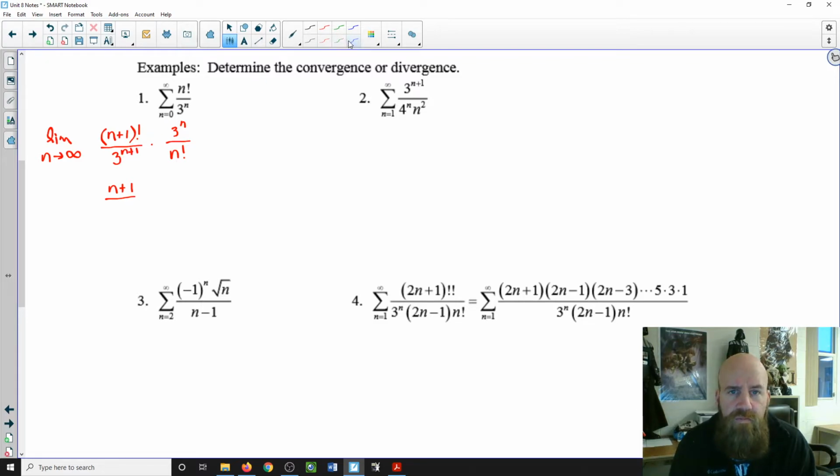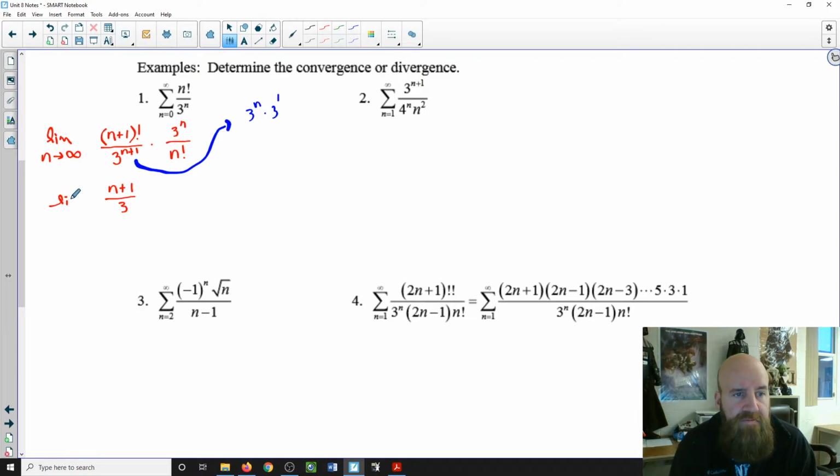Well, we should remember that this right here, I'm going to just make a little side note here. 3 to the n plus 1 is 3 to the n times 3 to the 1. Okay, so if we multiply those together, we would end up with this. So we see that the 3 to the n's would cancel out, and we're just going to be left with that 3 on the bottom.